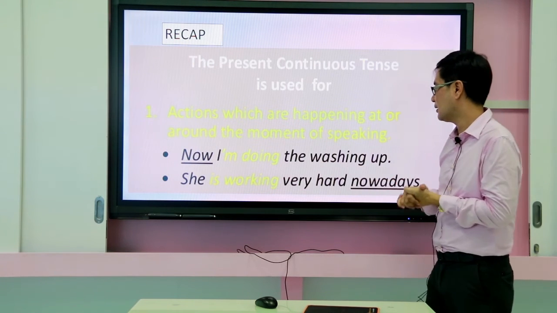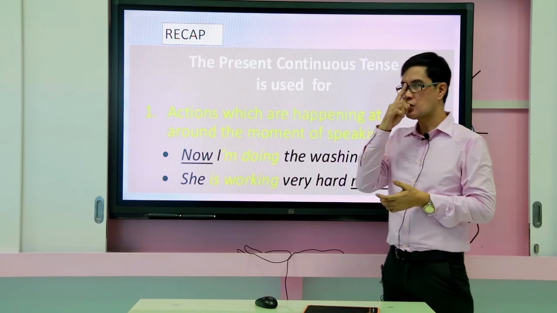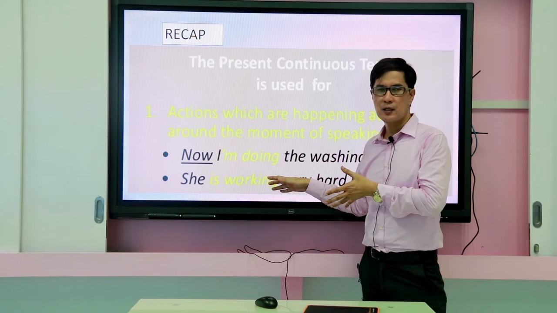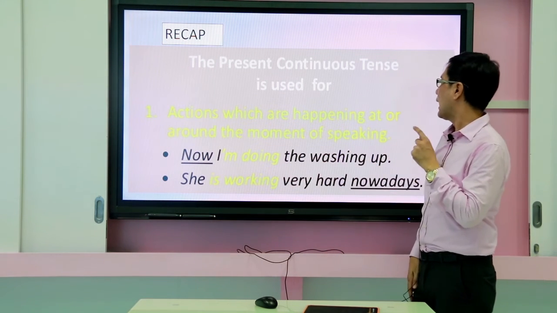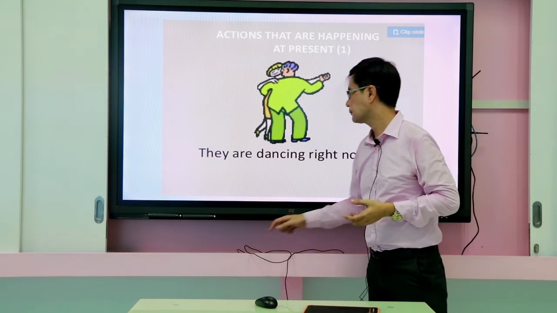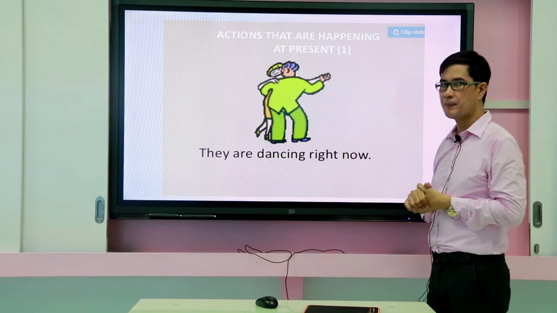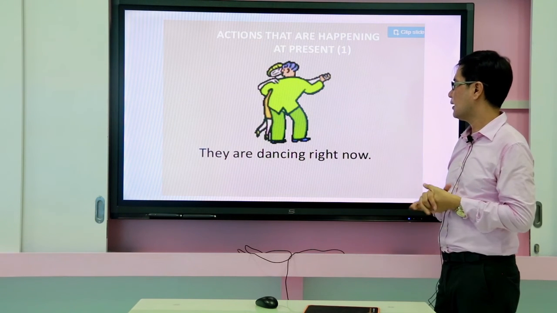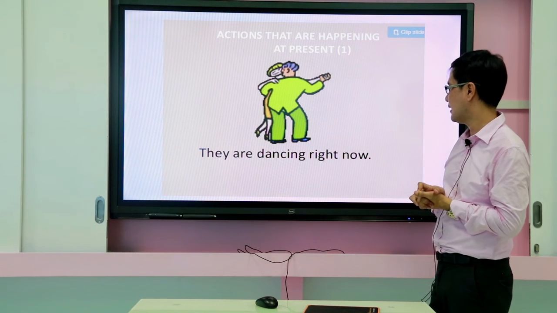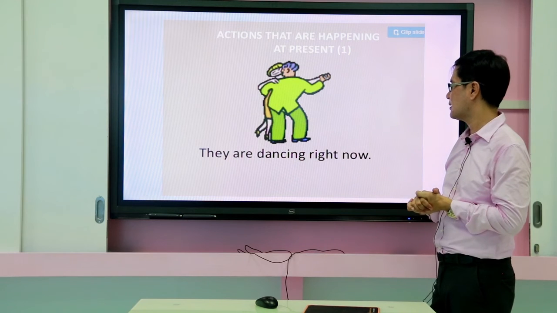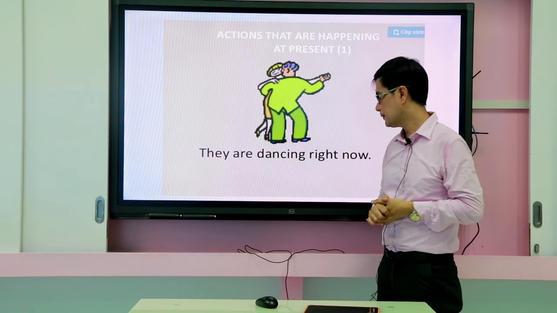Actually, I'm not describing what I'm doing right now, but she is working very hard nowadays. I just hope that you are very observant with this verb form in the sentence. So this is the first one, again, happening around the moment of speaking. Let's take a look at this example for this couple. What are they doing? They're dancing right now. What type of dance? I'm not quite sure if it's a samba or a Latin dance, but I would describe it as dancing. Notice that the verb form we've used is because they're plural.